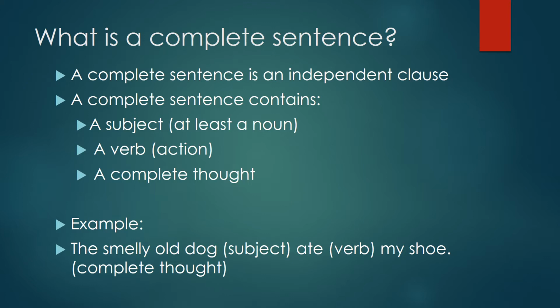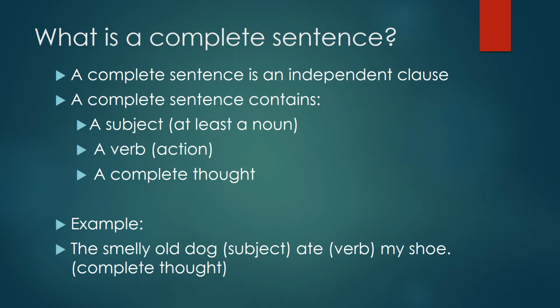A complete sentence contains a subject, or at least one noun we can call it, a verb or an action word, and a complete thought. All these nouns and action words should make a complete thought.